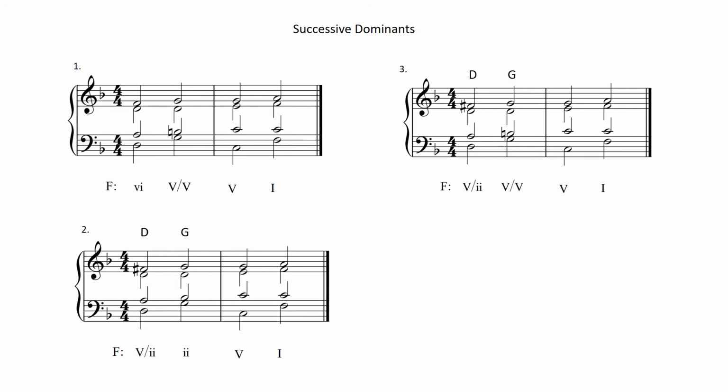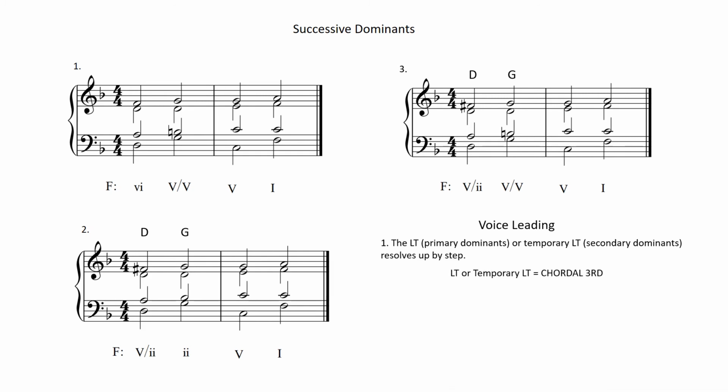This fact, however, doesn't alter the labeling of the secondary dominant. It is still analyzed as 5 of 2, as the Roman numeral of the secondary dominant should likely reflect the anticipated chord of resolution, whether it actually resolves there or not. Now notice the voice leading as discussed in prior videos on secondary dominants. Leading tones of primary or secondary dominants tend to resolve up by step. The leading tone can also be thought of as the chordal third.